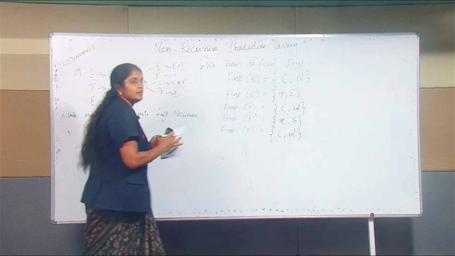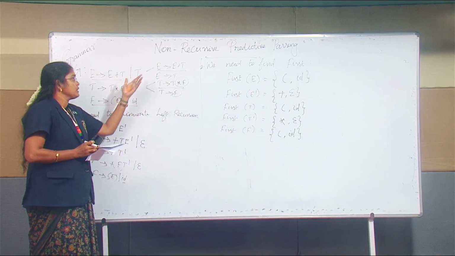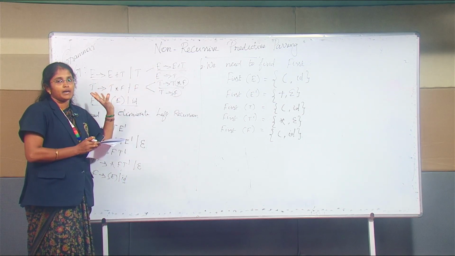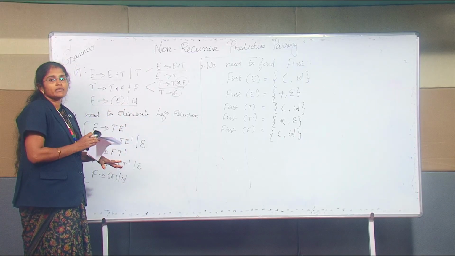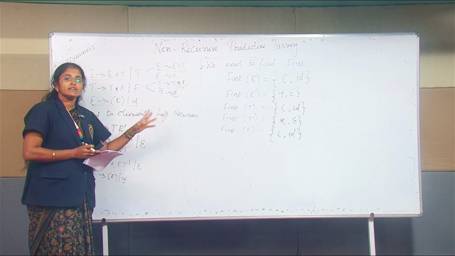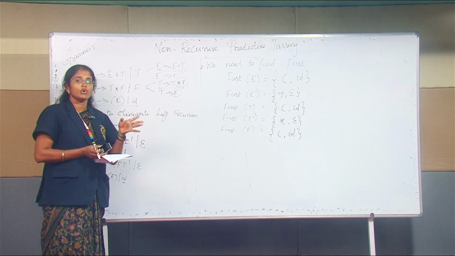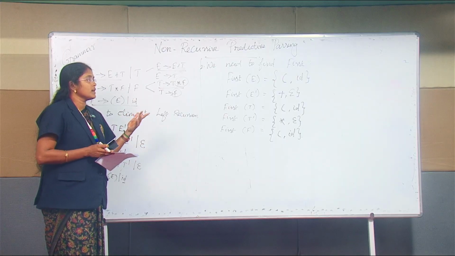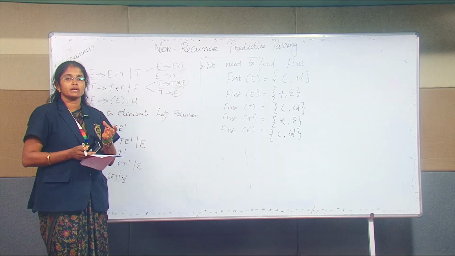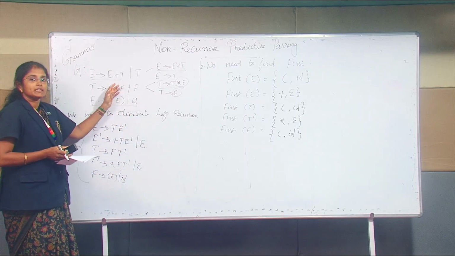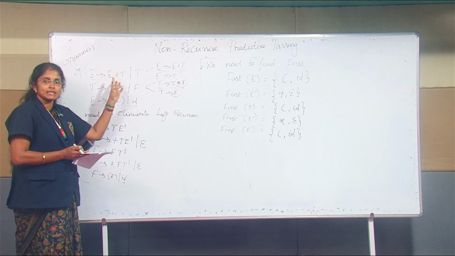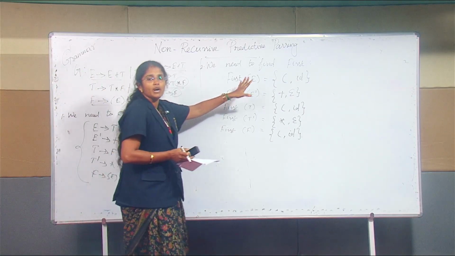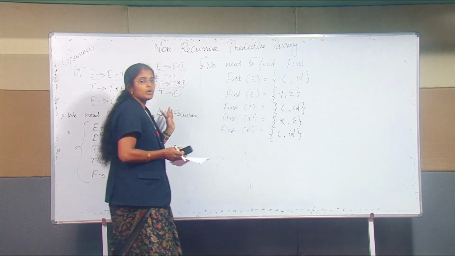Whenever you are getting the grammar for solving non-recursive predictive parsing, we have to check whether the grammar is left recursive or not. If it is not left recursive, then you can directly find the first, and then we need to find the follow. After that, we need to draw the parsing table. Then we can check with the stack implementation of whatever input is given. But if any one of the elements is left recursive, we need to eliminate the left recursion using the formula. Then we need to find the first for all the non-terminal productions.